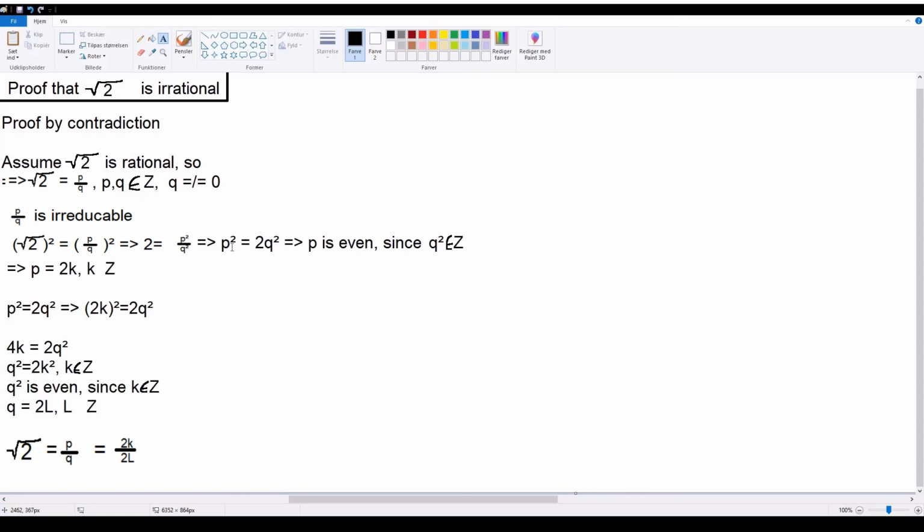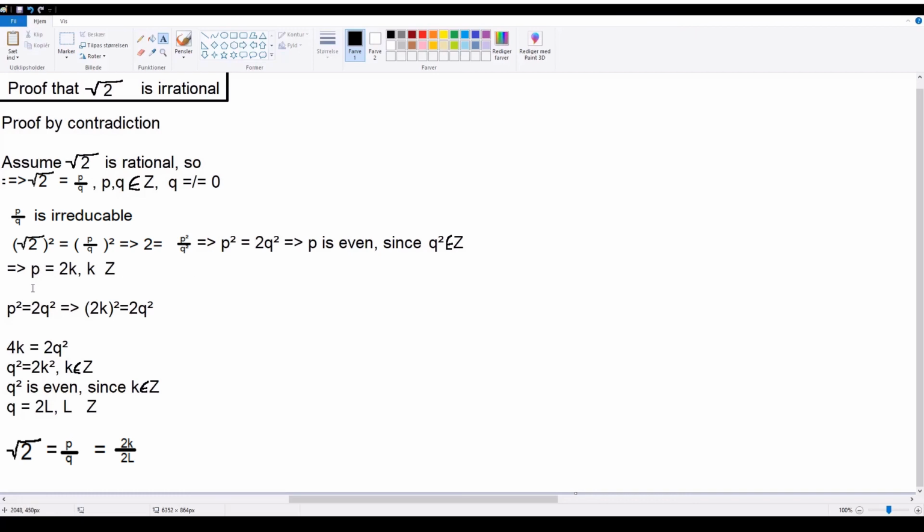Next, we rearrange it into p squared equals 2 times q squared. We're essentially just using algebraic rules and moving the q over to this side and moving the 2 over to this side. And now we can see that p must be even, since q squared is an integer. And this is because if a number is divisible by 2, that means that it has to be even. You can see this because p here is divisible by 2, because p is equal to 2q.